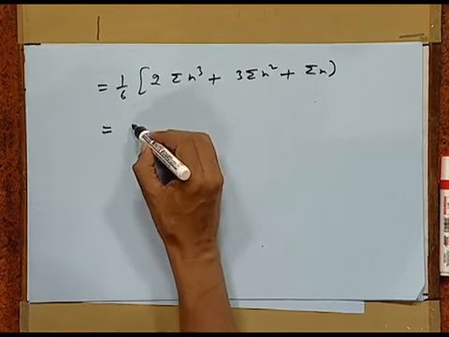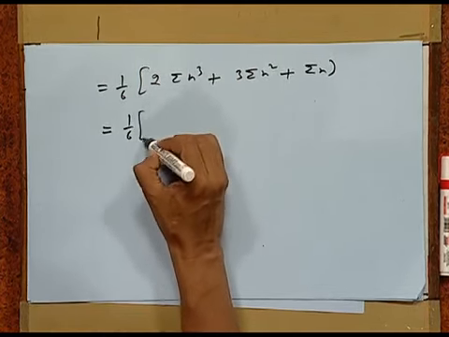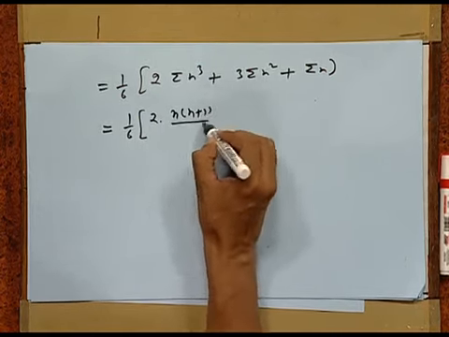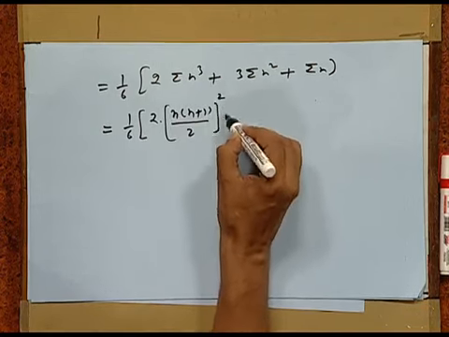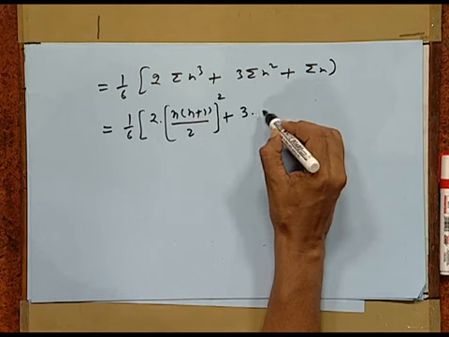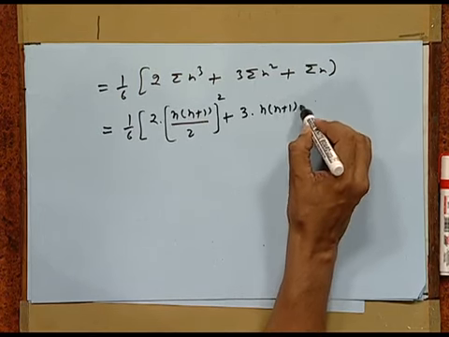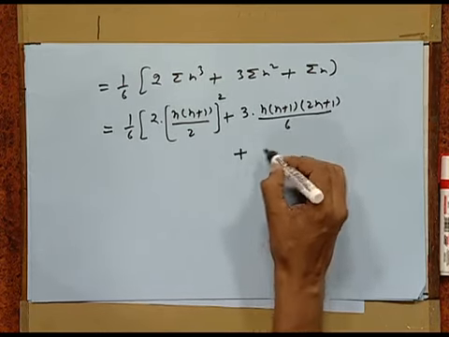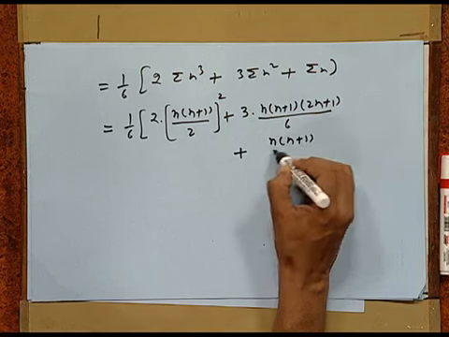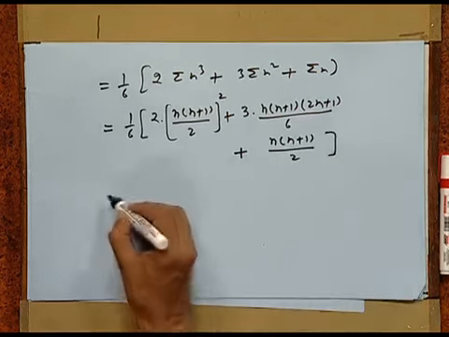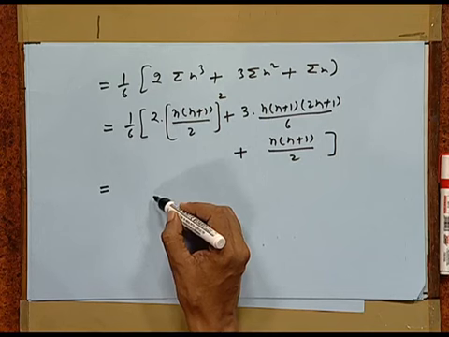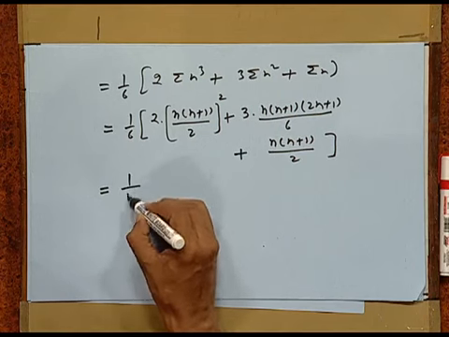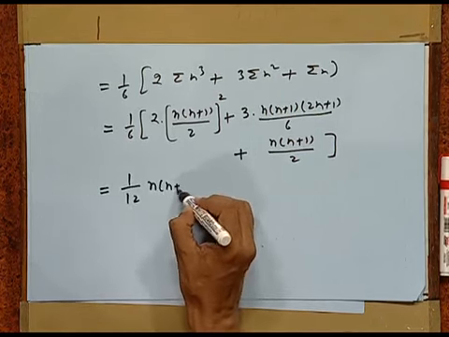This equals 1/6 times [2 times (n(n+1)/2) whole square plus 3 times n(n+1)(2n+1)/6 plus n(n+1)/2]. Now, throughout this we have n times (n+1)/2 common. So, it becomes 1/12 n times (n+1).